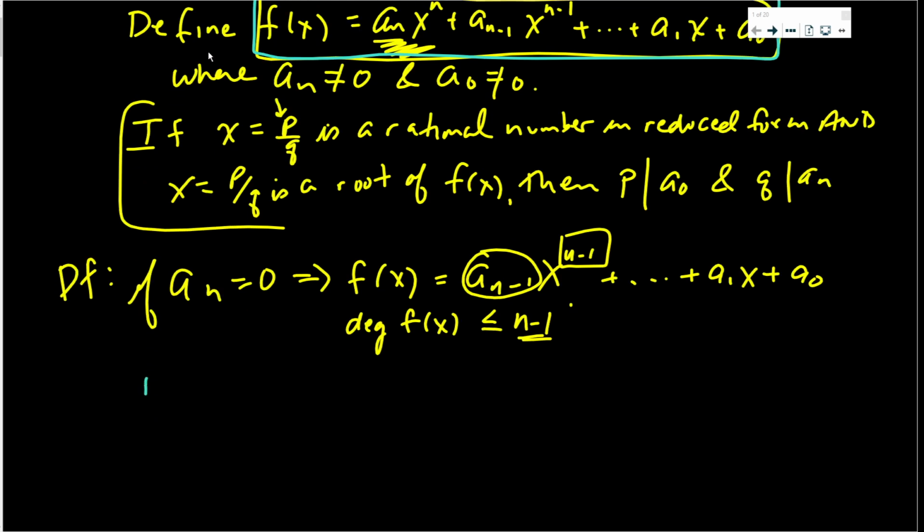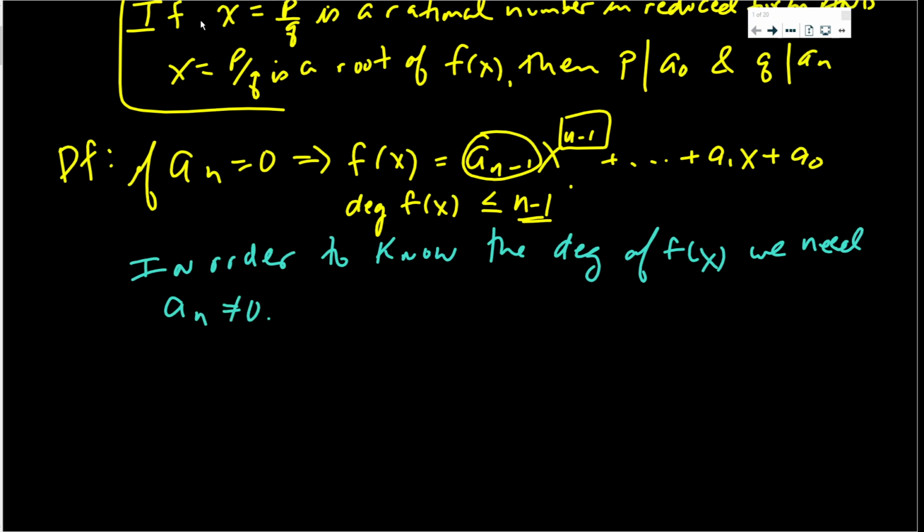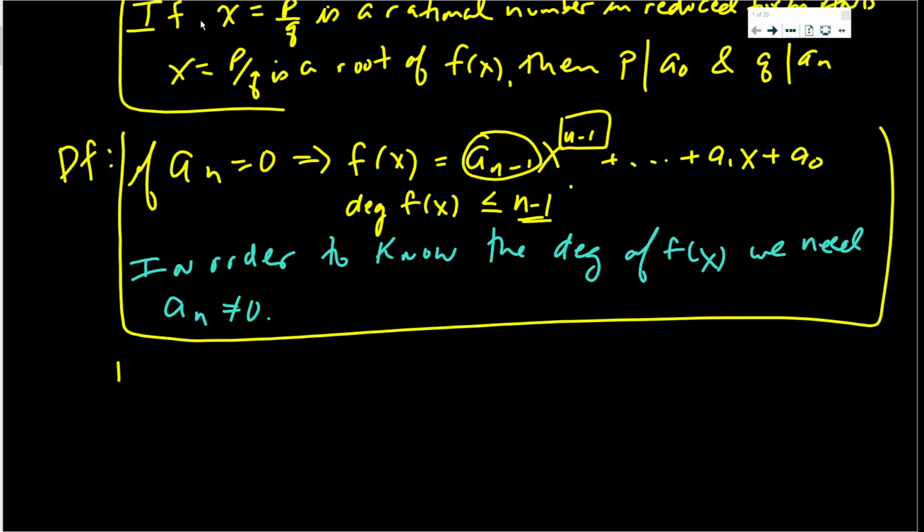Okay, so in order to know the degree of f of x, we need a sub n to be non-zero. So this part is for a sub n to not be 0.